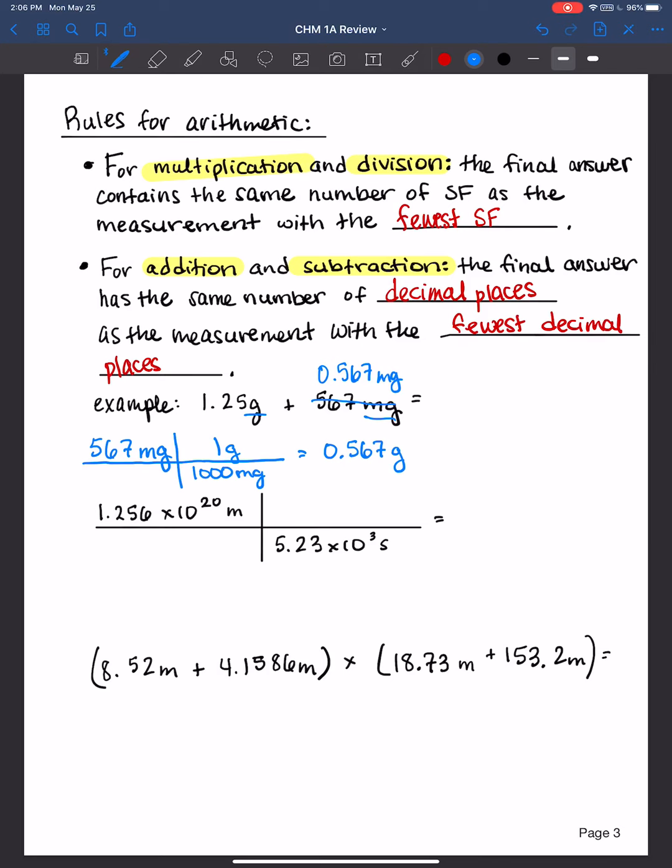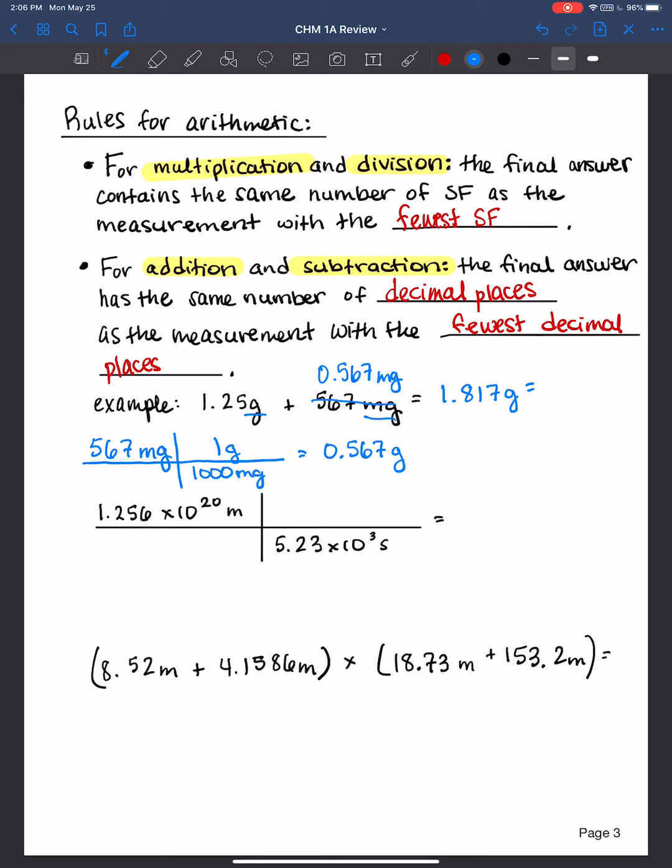So 1.25 grams plus 0.567 grams, if you plug that into your calculator or add it on your piece of paper, you get 1.817 grams. Now remember, we always need to round to the appropriate number of significant figures in order to tell the scientific community or our peers the precision of the measuring tools that we use. And so for addition and subtraction, we always report to the fewest decimal places.